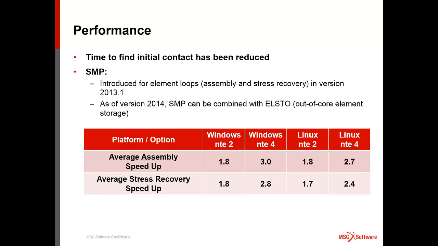One is, as I just mentioned, in terms of speeding up the contact. The second is, as many know, in 2013.1, we introduced parallelism in the element loops for shared memory parallel. Everybody uses multi-core chips. It is a very effective way to reduce the computational time. I personally always use this particular option today. It wasn't available in 2013.1 when combined with ELSTO. It is now available in conjunction with ELSTO.